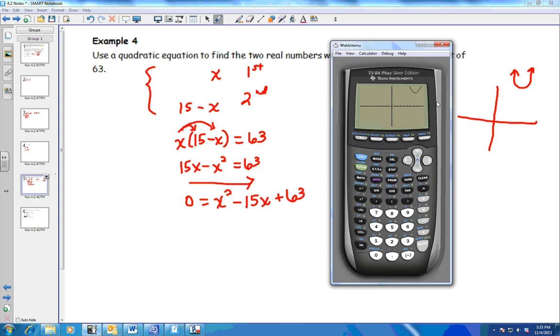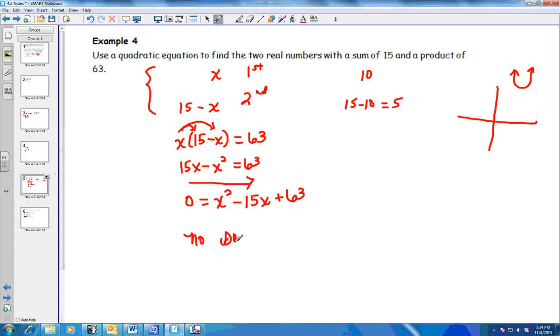Is it ever going to cross my x-axis? No, this is my vertex right here. That's my smallest point. So it's never going to get any closer than that to the x-axis. So this is no solution. That means there's not any numbers that add up to 15 and then when I multiply them together give me 63. It's not possible. So on this one, it's no solution.